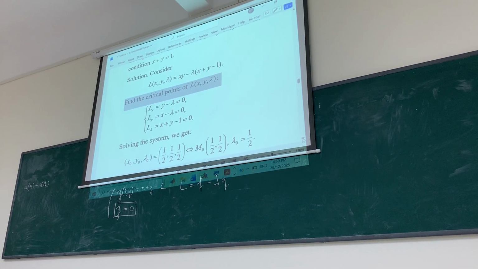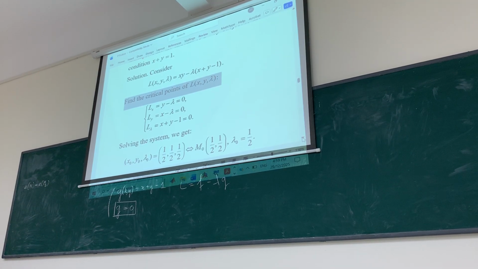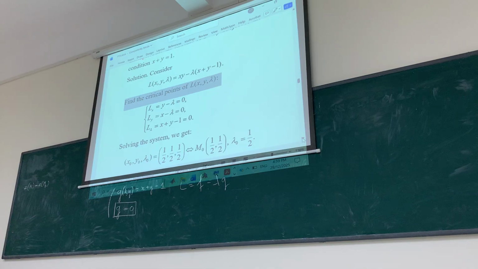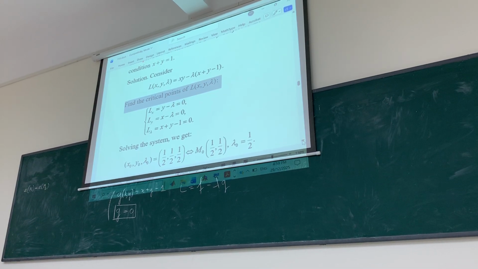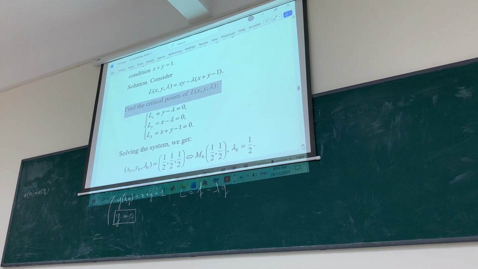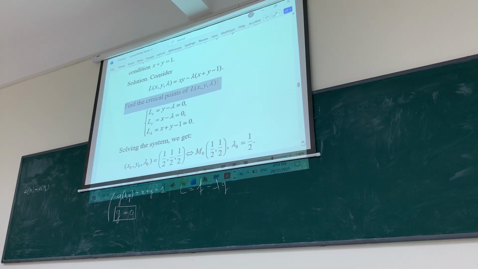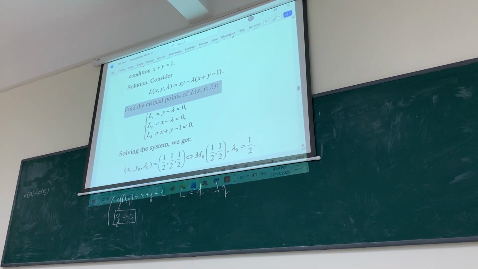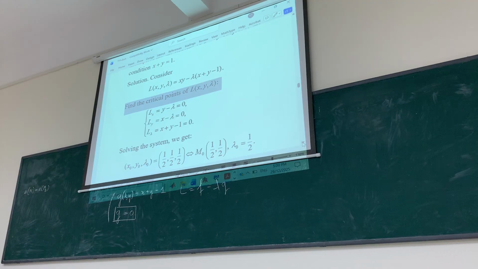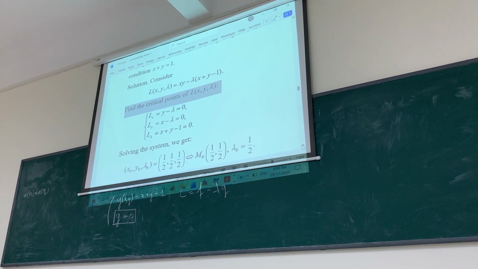The next step, we need to check whether M0 is an extreme point or not, a constrained extreme point or not. We can write out d squared L, where we fix lambda 0. This is d squared L, the second order total differential. Okay?